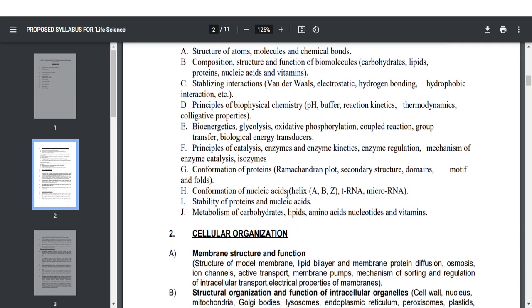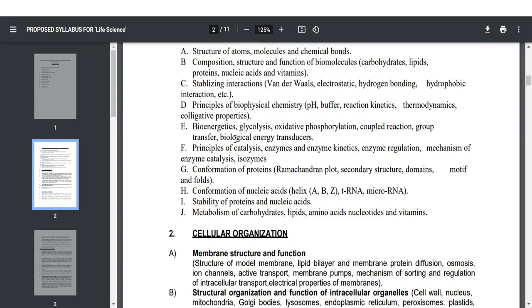Next, you need to study enzymes and conformation of proteins like the Ramachandran plot, secondary structure, domain, motif and fold. Next, conformation of nucleic acids, which includes A form, B form and Z form of DNA, tRNA and microRNA. In James D. Watson's Molecular Biology book, you can find the difference between A DNA, B DNA and Z DNA. You can study from molecular biology textbooks also. Next is stability of proteins and nucleic acids, which includes denaturation and renaturation kinetics. Next is metabolism of carbohydrates, lipids, amino acids, nucleotides and vitamins.